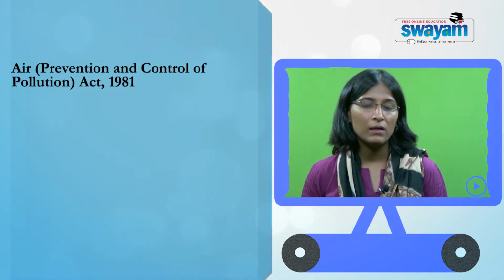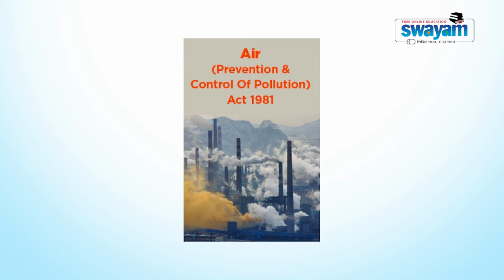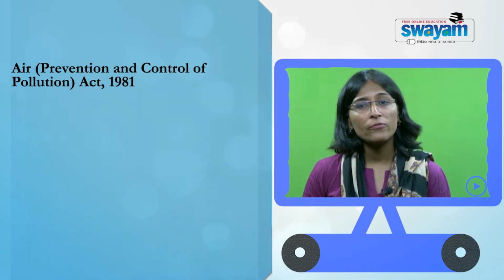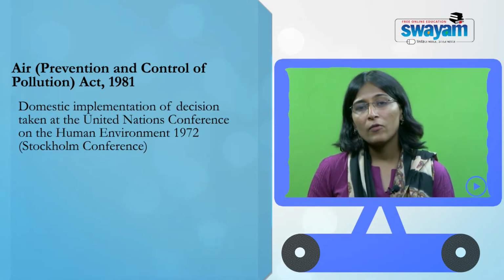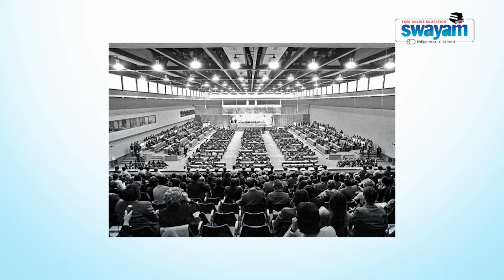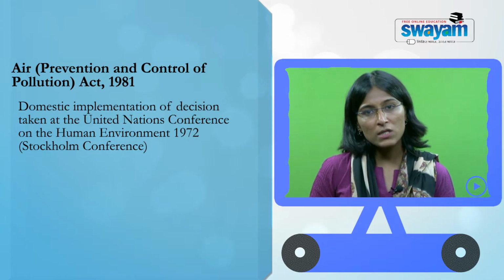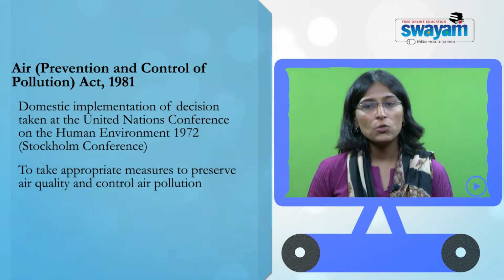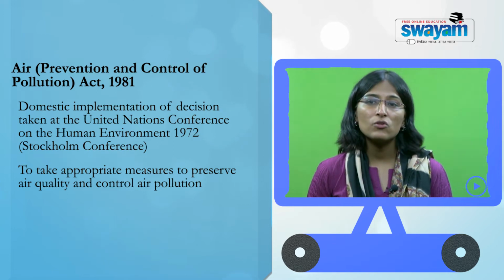The specific legislation on air pollution in India is the Air Prevention and Control of Pollution Act 1981. Now, this law is basically a consequence of domestic implementation of a decision which was taken in 1972 at the historic Stockholm Conference, also known as the United Nations Conference on the Human Environment. And the decision taken at this conference was to take appropriate measures to preserve air quality and to control air pollution.